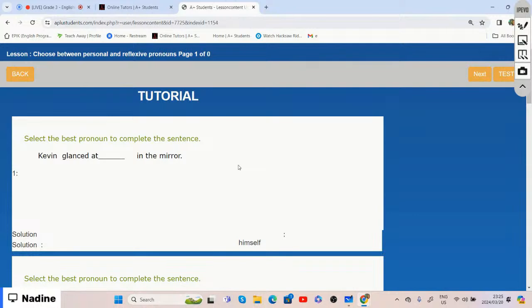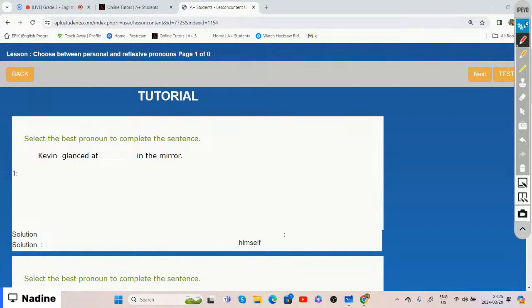All right, so if we choose the correct one, then we will say that Kevin, who is a boy, glanced at himself in the mirror. Do you guys see why we cannot just go straight to the test? We need to first do these activities because now only one person is answering, right? And himself is correct because himself is also referring back to Kevin.